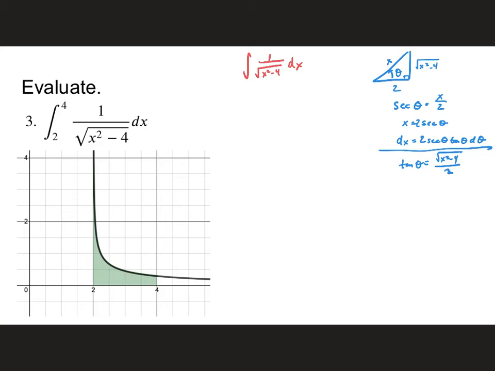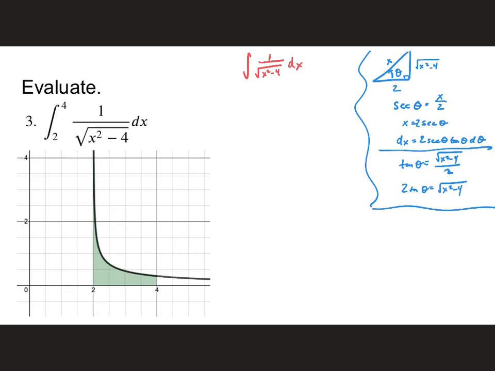I think I said opposite over hypotenuse. I know that's not right. Tangent is opposite over adjacent. So square root of x squared minus 4 over 2, which means that 2 tangent of theta is equal to that square root of x squared minus 4, which I need to substitute in.